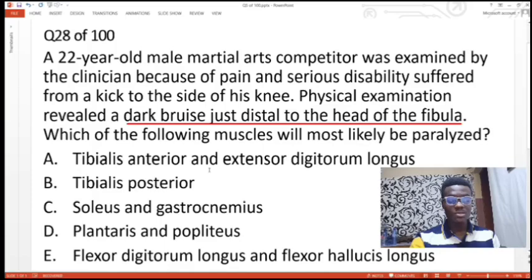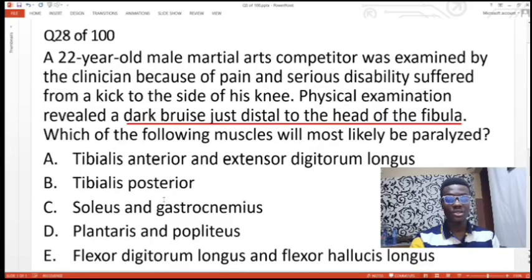Option A says tibialis anterior and extensor digitorum longus. Tibialis anterior is a muscle of the anterior compartment. Extensor digitorum longus is a muscle of the anterior compartment. It means both of these muscles will be affected by an injury to the common peroneal nerve. So the correct answer is option A, but let's check the other options before we make our conclusion.